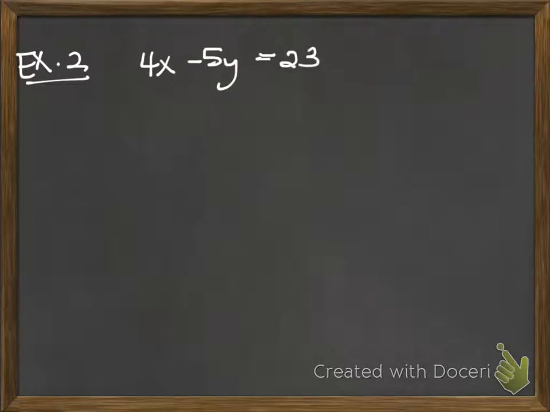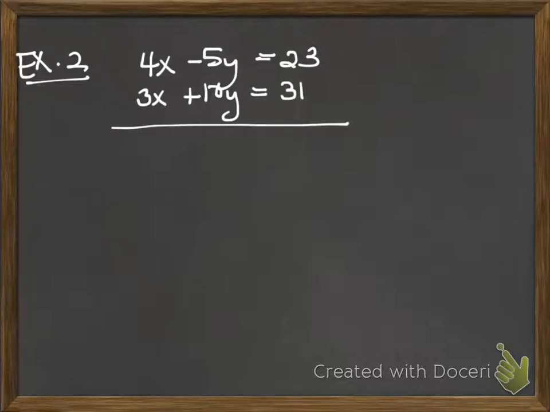Okay, example 2. We're going to have 4x. Actually, let me give myself some more space there so it doesn't look like that's part of the problem. 4x minus 5y is equal to 23. 3x plus 10y is equal to 31.